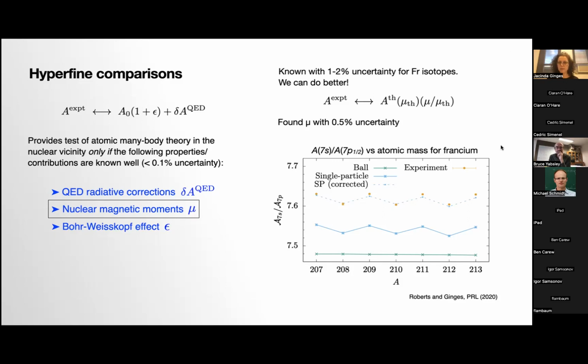It's more precise. We can do our theory to about 0.5% uncertainty. So what we ended up doing is we did a study of nuclear magnetic moments for francium, and I won't go into the detail now due to time constraints. But essentially, we determined from our theory, compared to experiment, new values for the nuclear magnetic moments with an uncertainty of 0.5%. So that was kind of a nice thing to do.